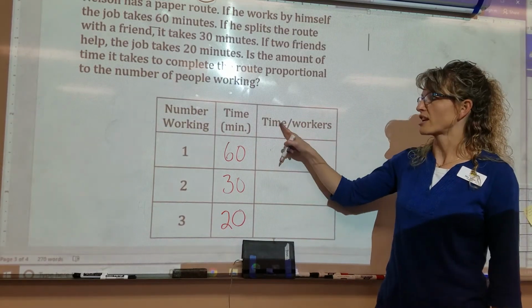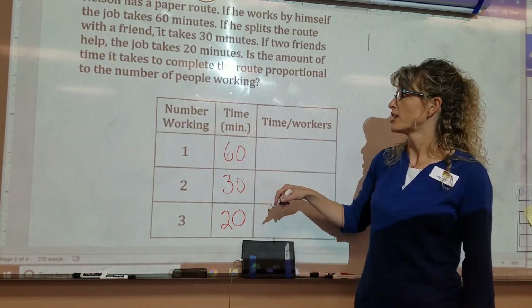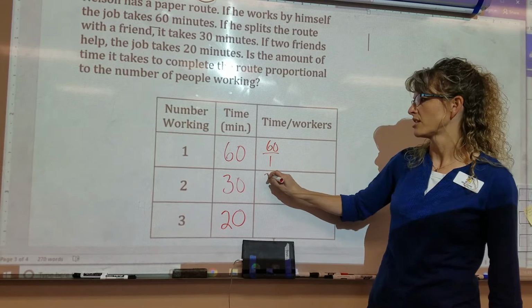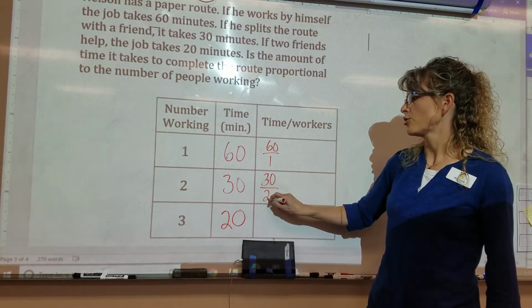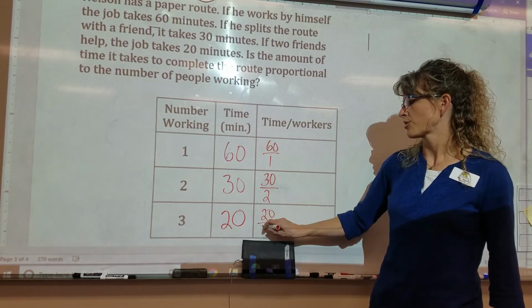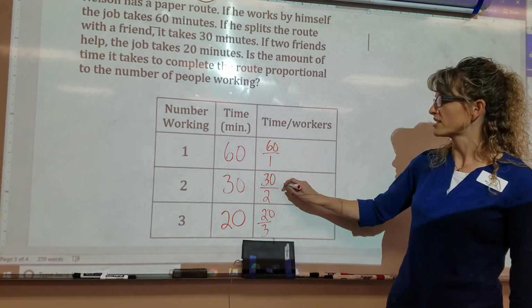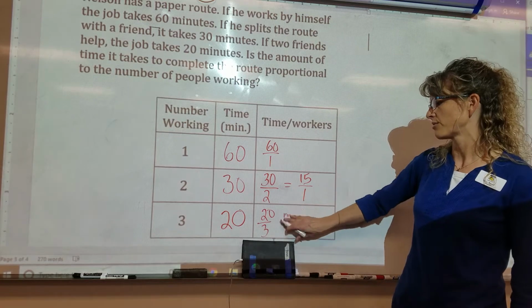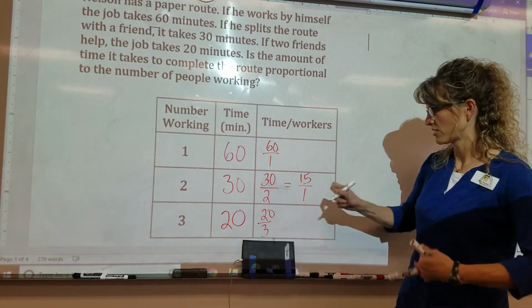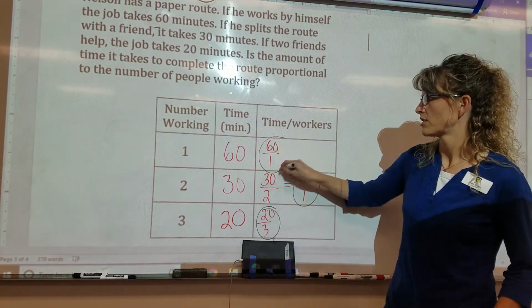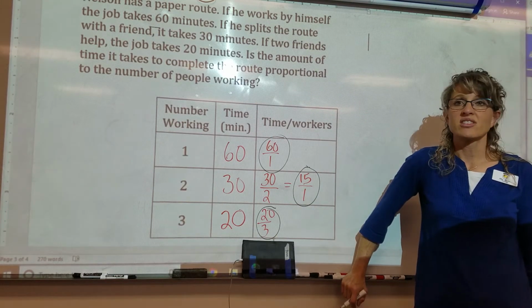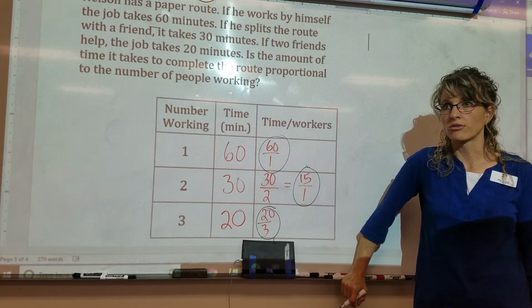Well, let's make a fraction out of it. Time divided by the number of people working. So we got 60 minutes per 1 person, 30 minutes per 2 people, 20 minutes per 3 people. Are they equivalent? Let's put it in lowest or simplest form so we can fairly compare. You know, that one doesn't reduce. So those are all fully simplified. They're definitely not equivalent. So this is not a proportional relationship.